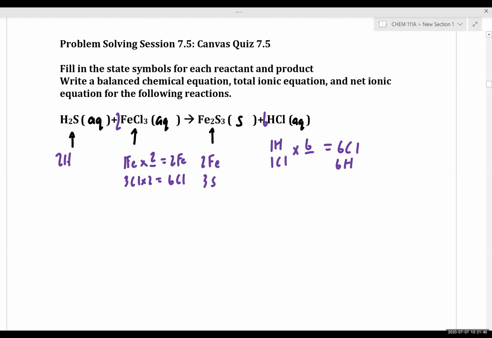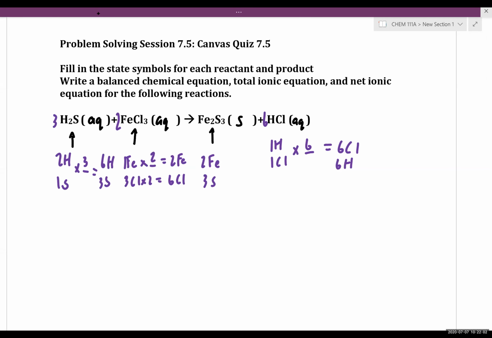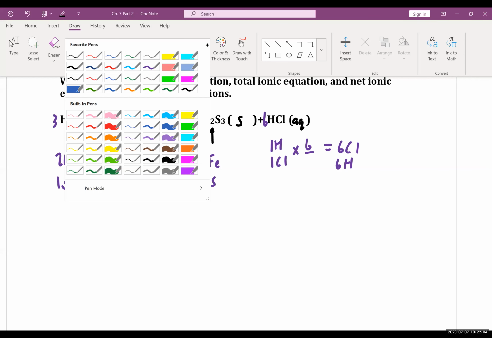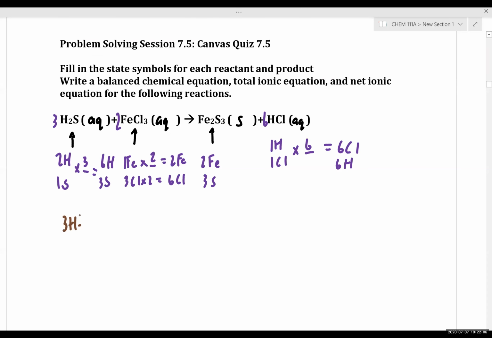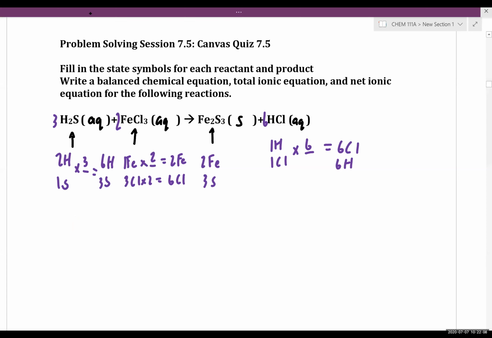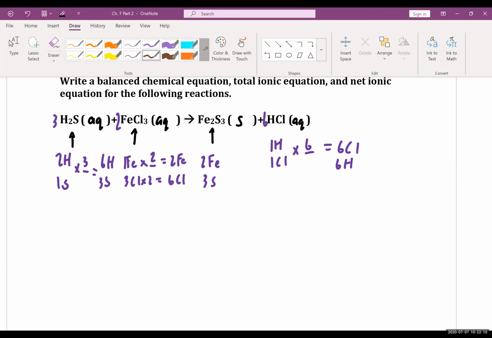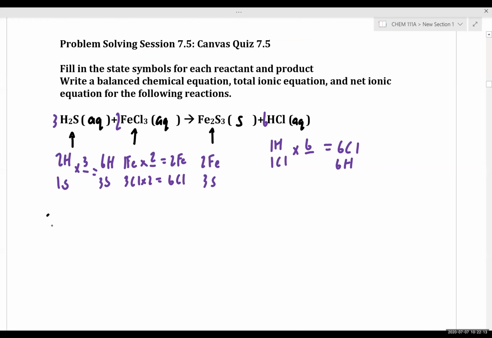Okay. So now we have 3 sulfurs on the right. We have 2 hydrogens and 1 sulfur on the left. 1 times what would give us 3 sulfur and 6 hydrogen? What coefficient do we need for hydrosulfuric acid? 3. Okay, so now let's write out our balanced chemical equation.